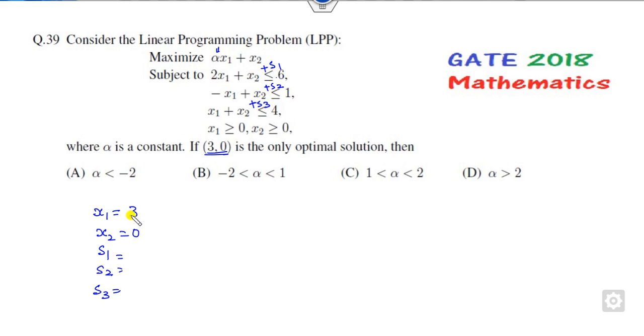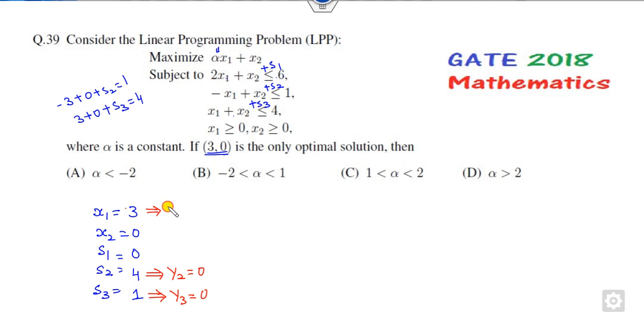What will happen if x2 is 0 and x1 is 3? It's 6 plus 0, so s1 will also be 0. Substitute here: minus 3 plus 0 plus s2 is 1, so s2 will be 4. For the third case, 3 plus 0 plus s3 is equal to 4, so s3 will be 1. Now you can see this is present, the corresponding variable is 0. This is present, the corresponding variable is 0.